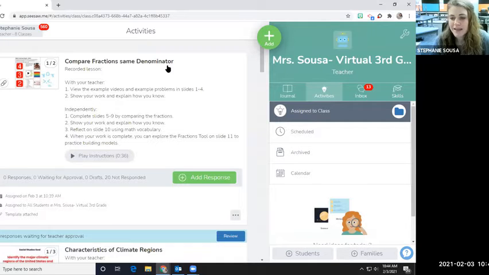Okay, this is our last day looking at fractions that have the same denominator. Tomorrow we're going to switch to fractions that have the same numerator. Okay, so same denominator. It says with your teacher, view the example videos and then show your work on slides 1 through 4. Okay, so go ahead and click on that add response, please.